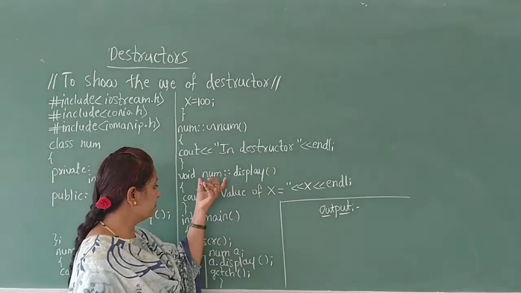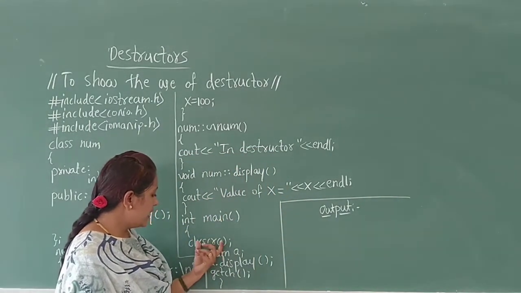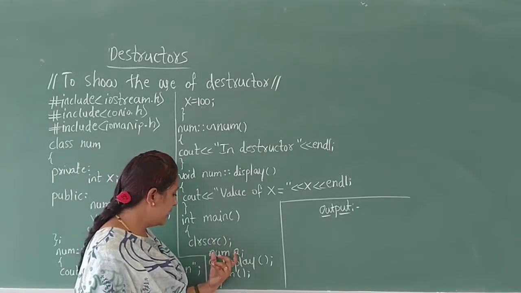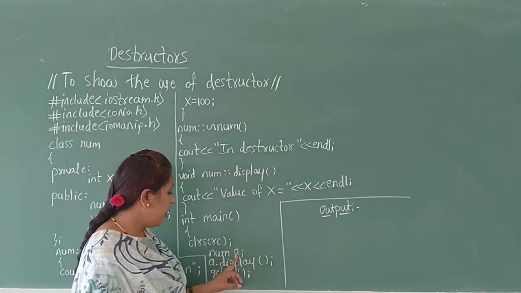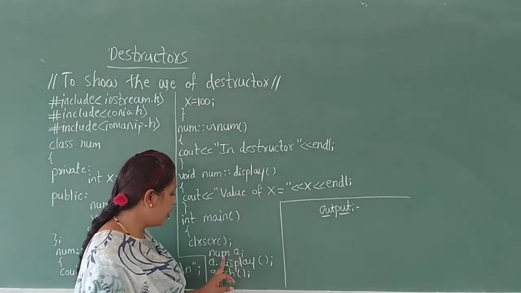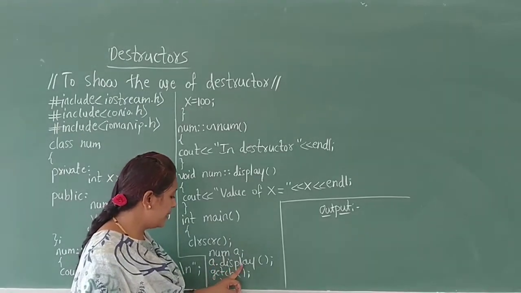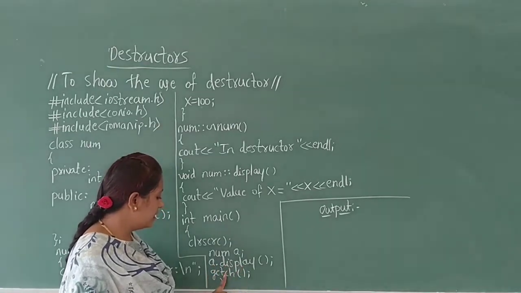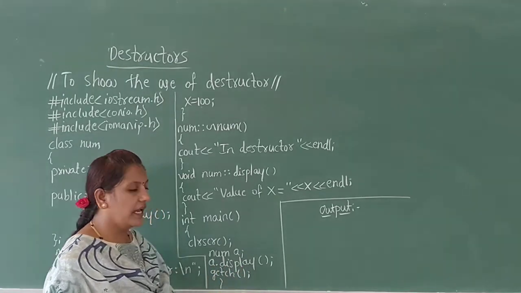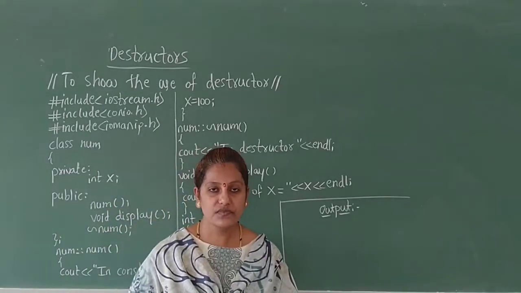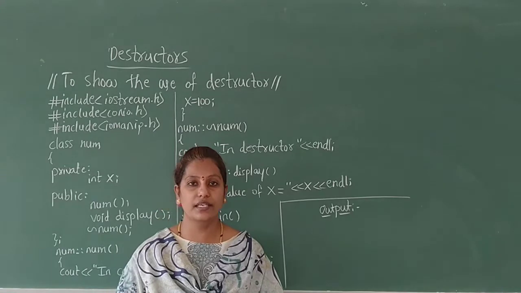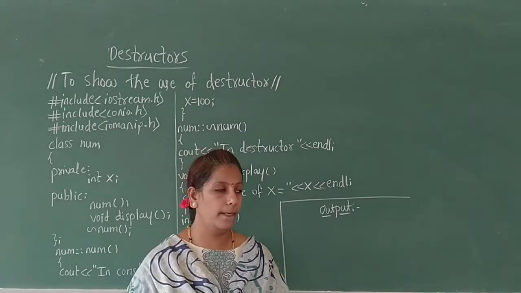In the main function, the clrscr function is declared to clear the screen. Then using the class num, object A is created. Using that object, the member function display is called, A dot display. Then the getch function is used. Then it ends the program. We trace out how each instruction is executed one by one.